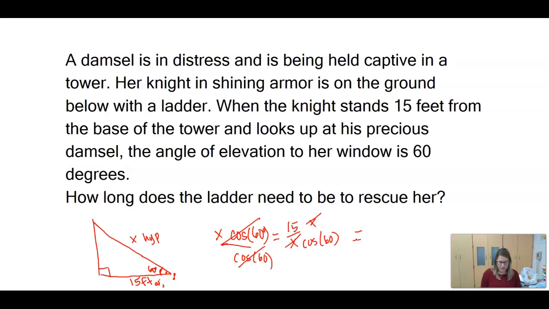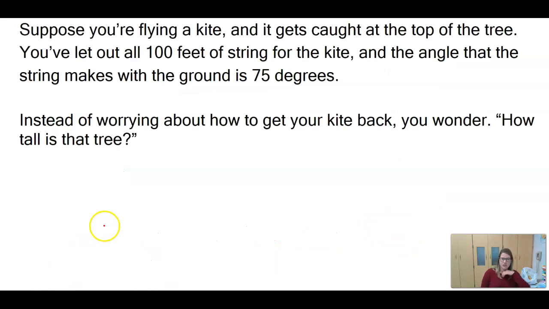One thing that I will say here is that on every example on your homework, I do want to see a triangle drawn. Please draw the triangle each time. Okay, so this would be 30 feet. So our hypotenuse, our ladder here would have to be 30 feet for him to rescue this damsel in distress. Okay. But yeah, for every question, make sure you draw a triangle and label it.